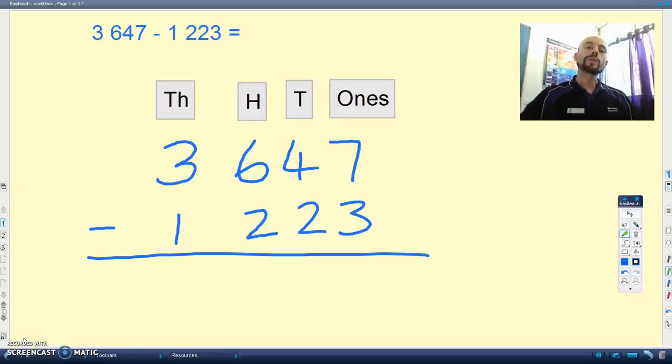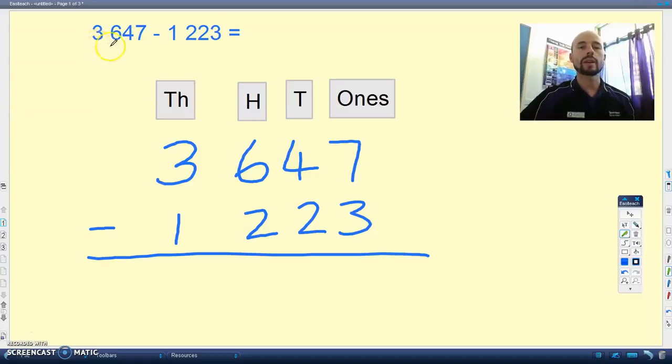Okay, so you want to know how to do a subtraction algorithm. Well, let's go through a couple of examples now, because there are some things that you need to remember, and if you do those things then it's pretty easy. So let's have a look at this number sentence at the top here.